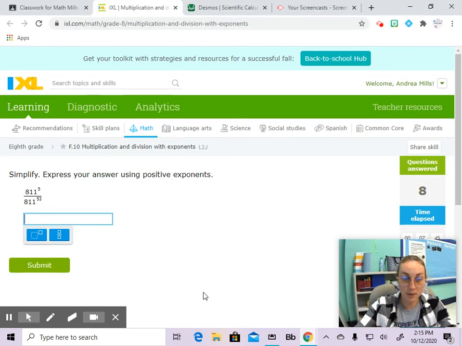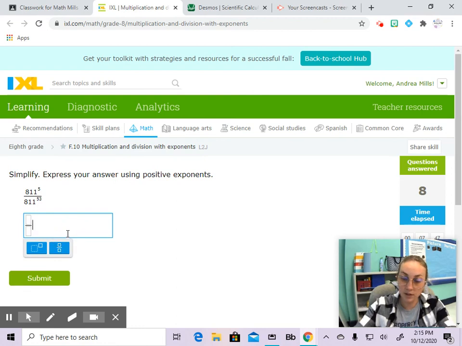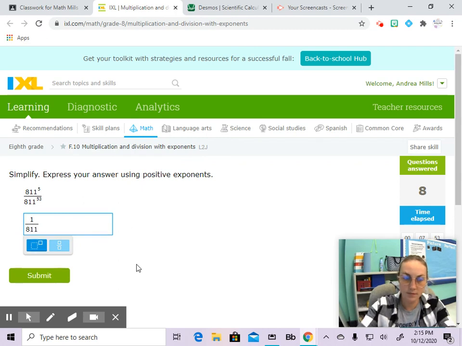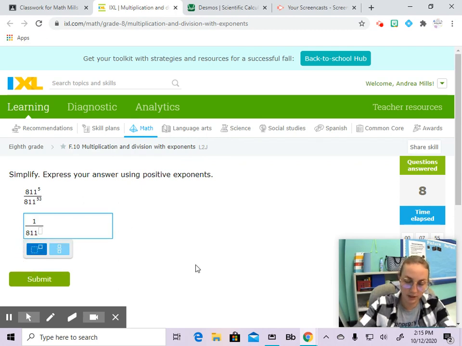So we can go ahead and go back. Click this button first. We're going to put in this 1. Under it, you're going to put in the base number, and put in this exponent, which is going to be 48.